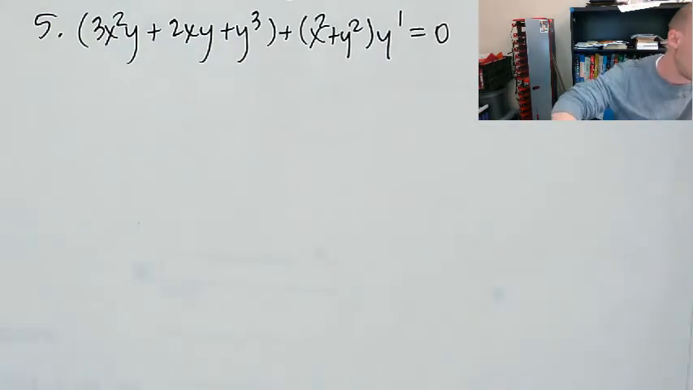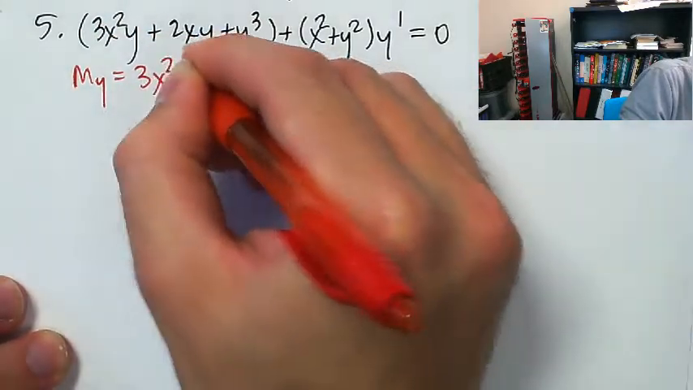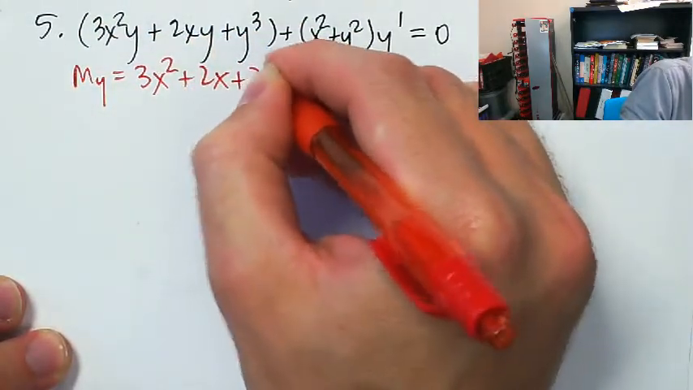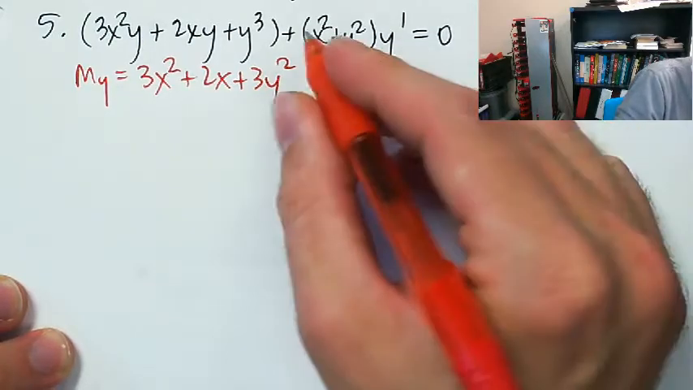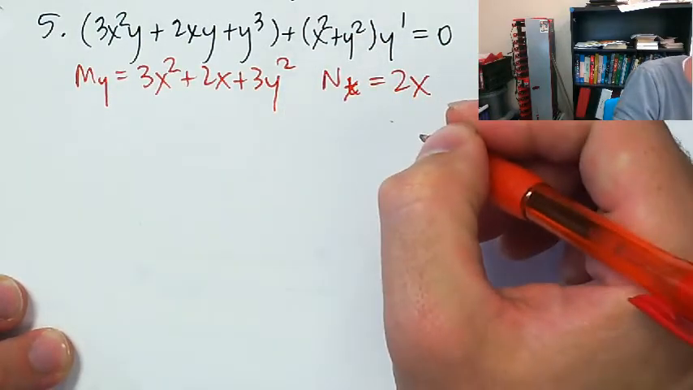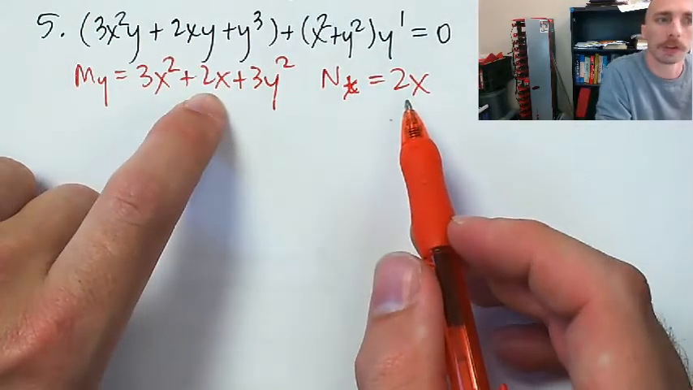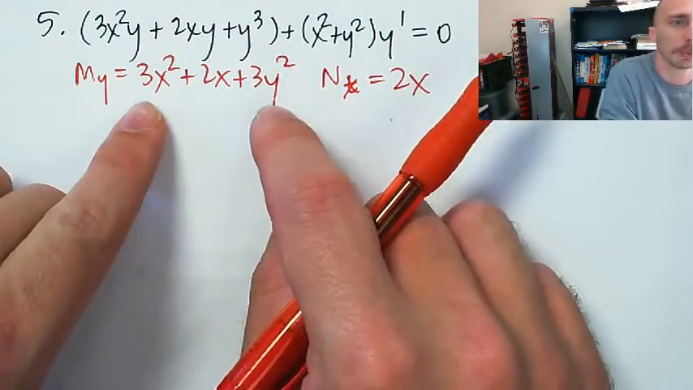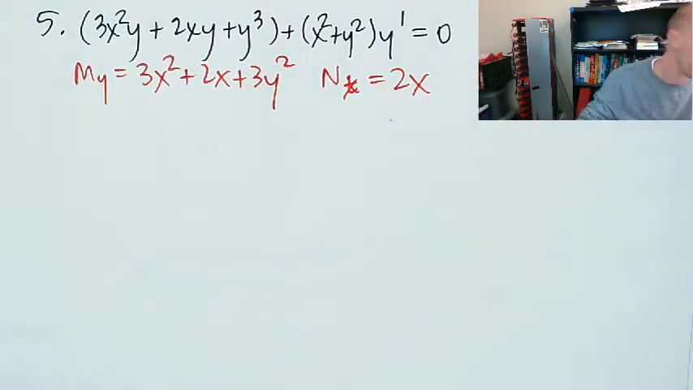But let's start by taking our derivatives. This will be my equaling 3x squared plus 2x plus 3y squared. And x, in this case, will be 2x. Whoa. Okay. But I like the look of this, right? Because when I subtract these, I'll have 3x squared plus 3y squared, and this is x squared plus y squared, so I do like our chances here.